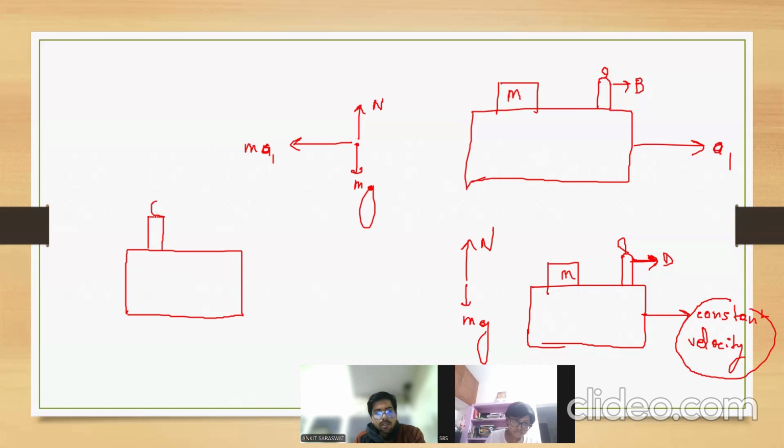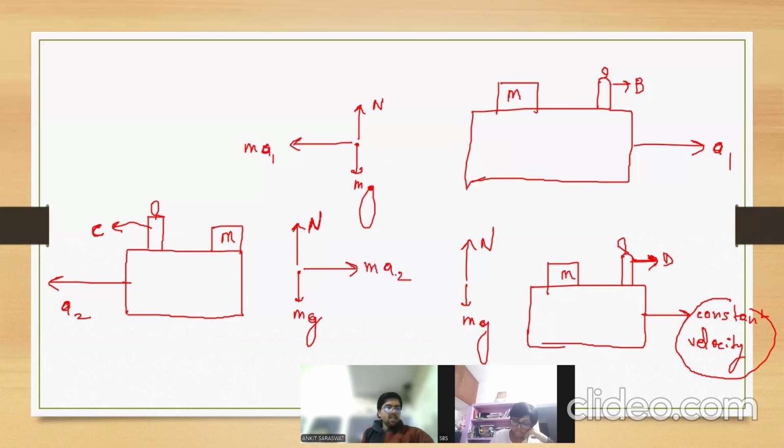Tell me. Observer C, right side. Block is this. mg. Clear? You tell me what is the direction of pseudo force? MA2 in right side. Very good.